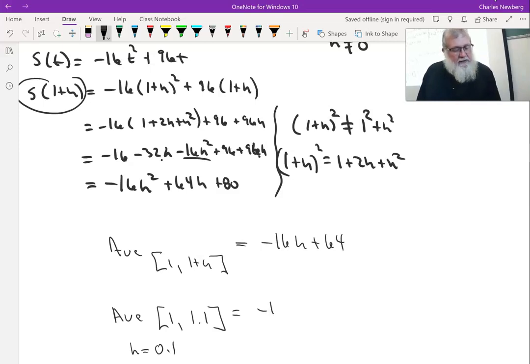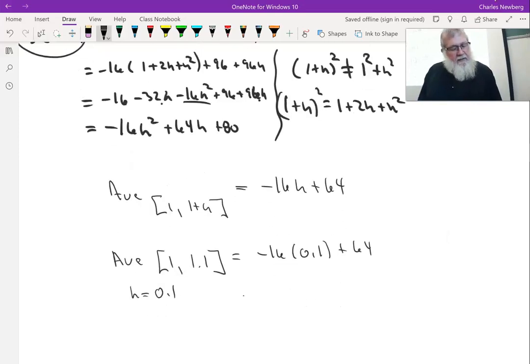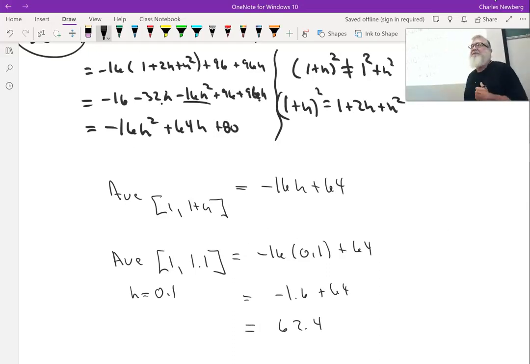And so h would have been 0.1, and I used 1.1 in the calculator. So that becomes minus 16 times 0.1 plus 64. And that is minus 1.6 plus 64. And that is 62.4 if I did that right. And remember, you can use your calculator. I was born long before calculators, so I have skills that they don't teach anymore.